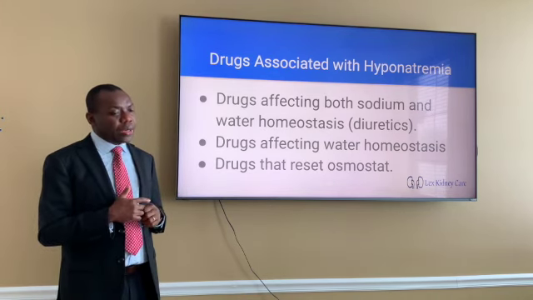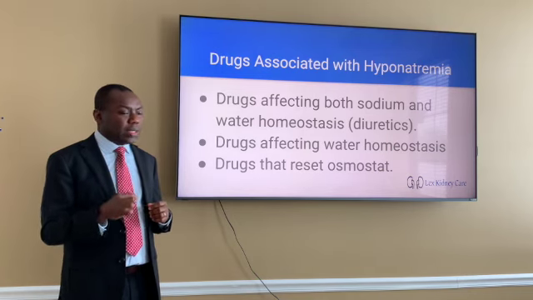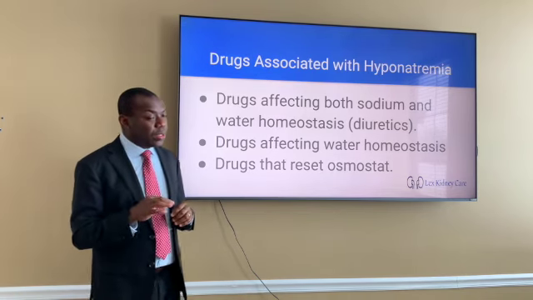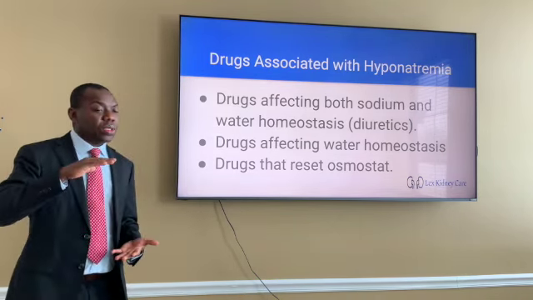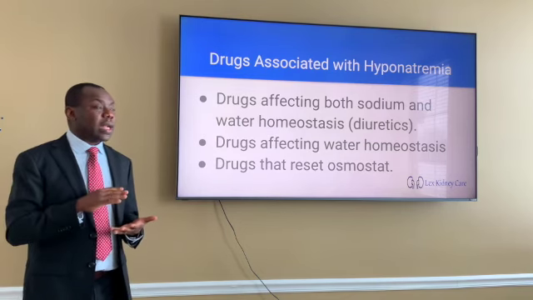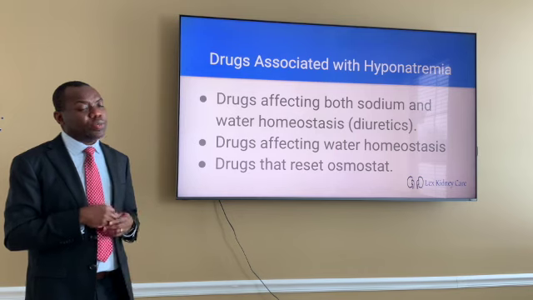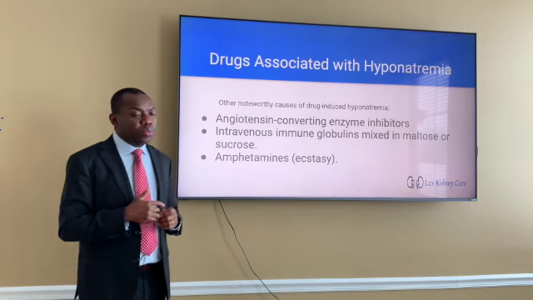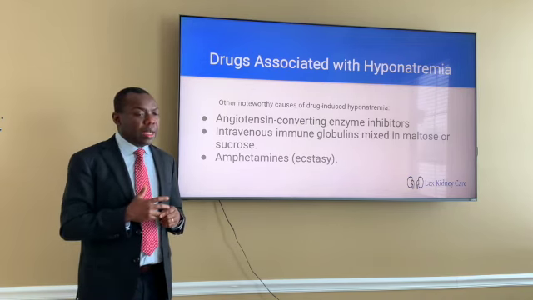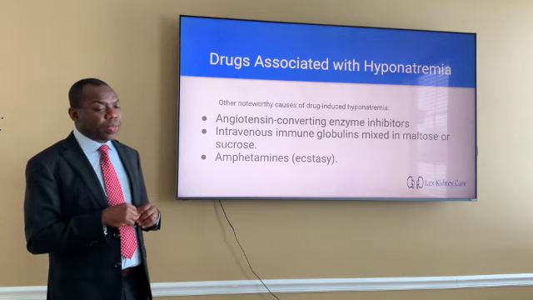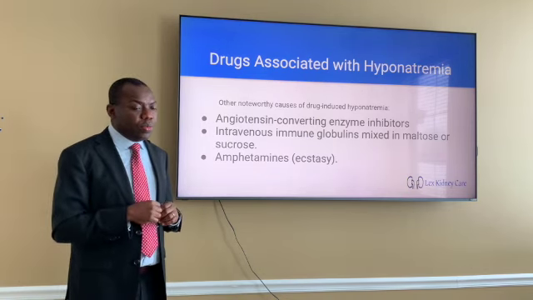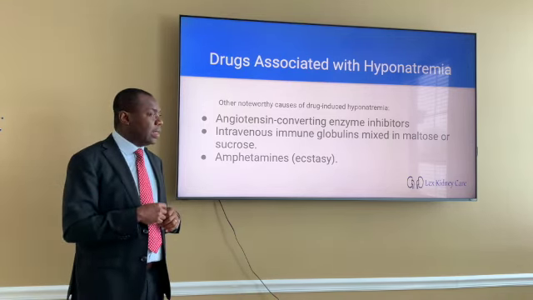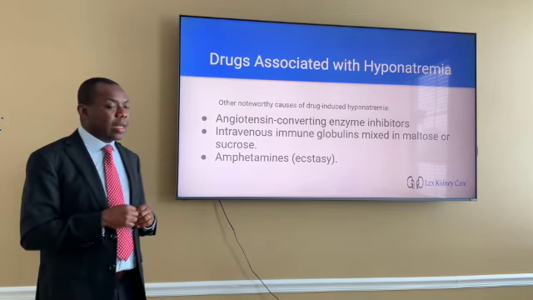Now, we're going to look at the drugs affecting both sodium and water homeostasis. One example is diuretics. And then drugs also affecting just water homeostasis. And then drugs that are causing what we refer to as reset osmostat. And we'll come to reset osmostat and try and explain exactly what it means. Now, typical drugs that are associated include angiotensin converting enzyme inhibitors, then intravenous immunoglobulins mixed with maltose and also sucrose, and then another example is amphetamines like ecstasy.